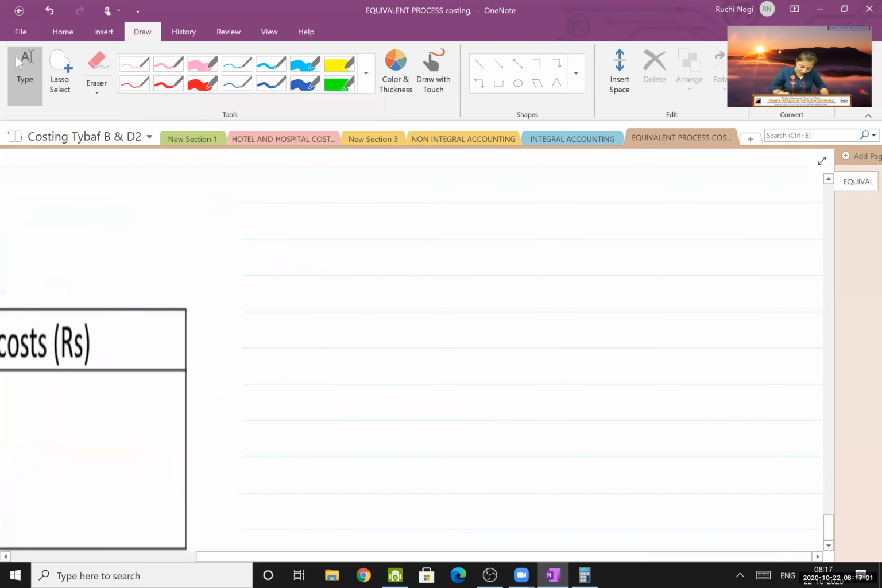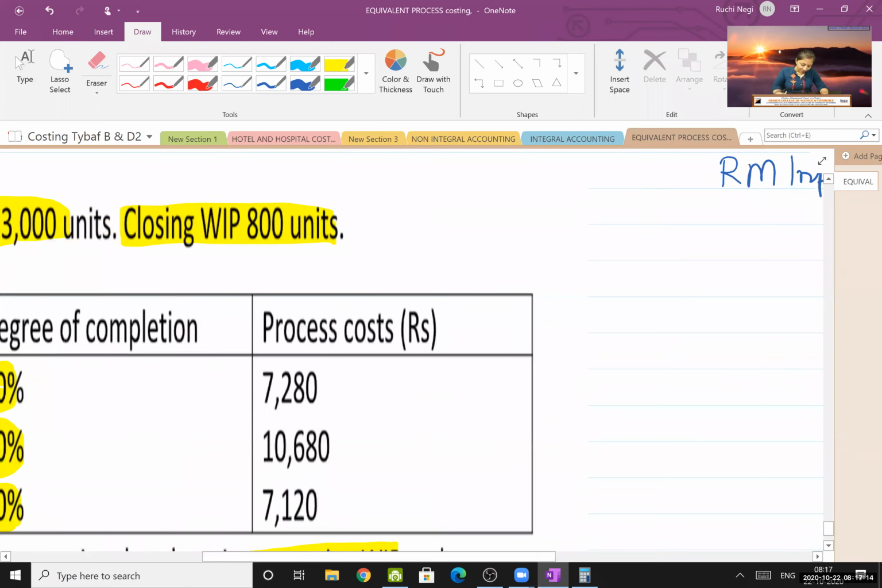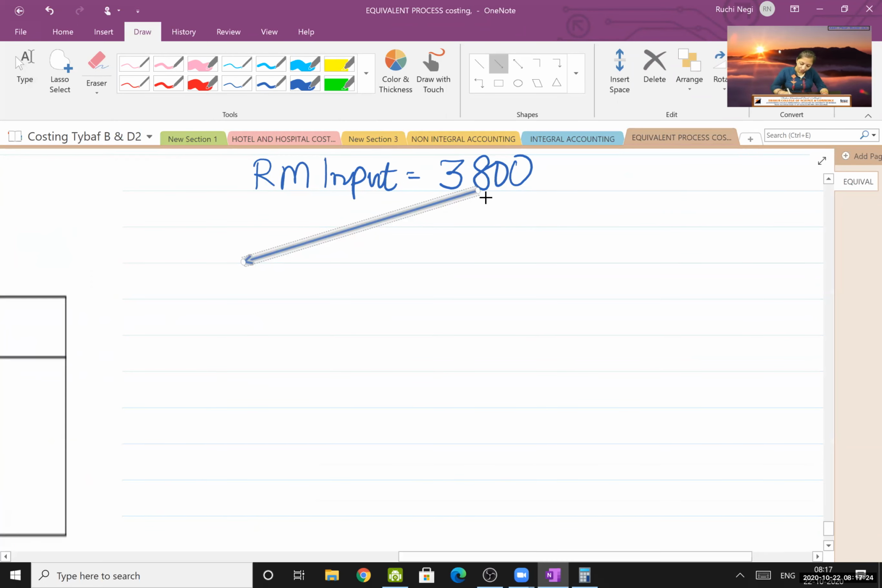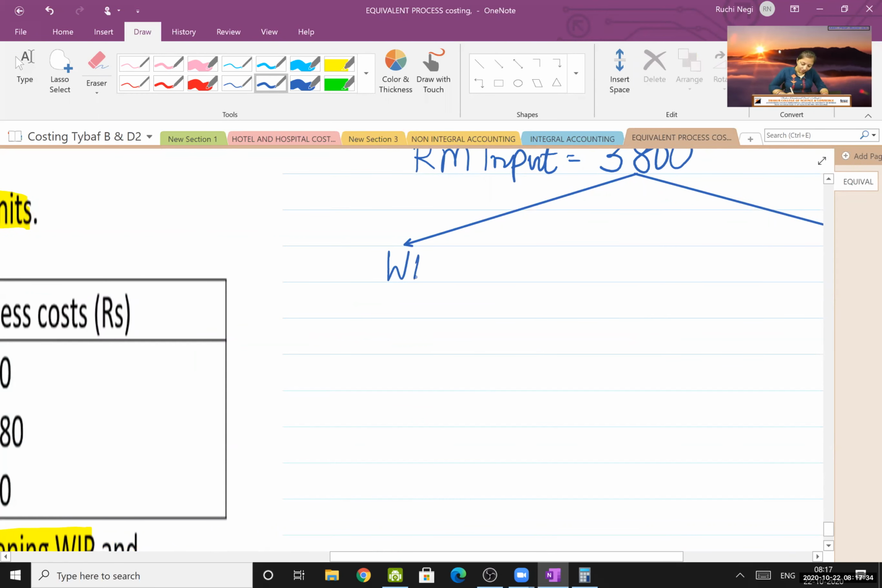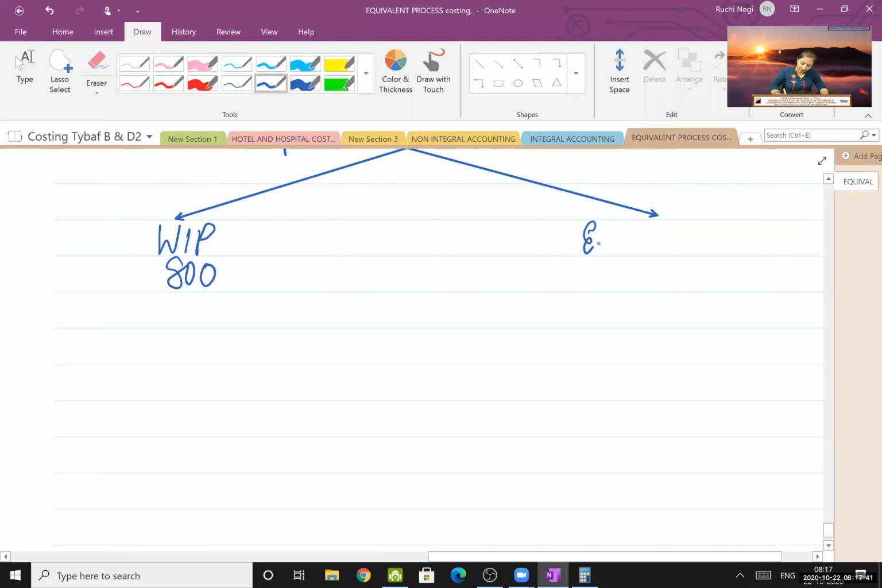Write on this. Raw material input. How much is it? 3,800. Divide it into parts. How much is the WIP? 800. And the output, that is the expected output, that is your finished goods, how much? 3,000.